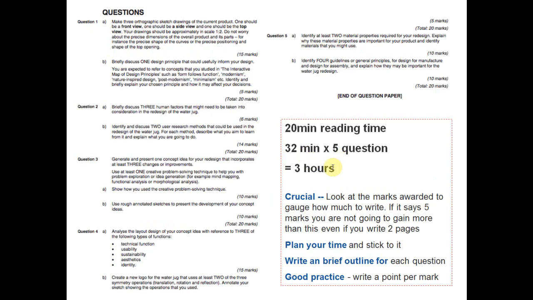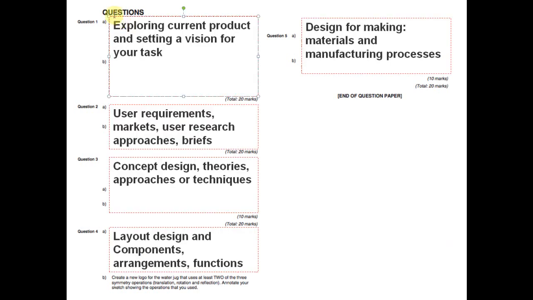Now, in total, you have 3 hours. We assume that it will take you 20 minutes to read the whole exam paper. So 20 minutes to read the whole paper, and then about half an hour per question. Total 3 hours. Now, question 1 here at the top, exploring current product, setting the vision for your own task.